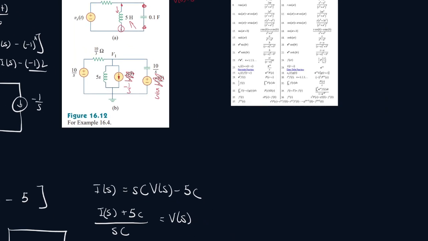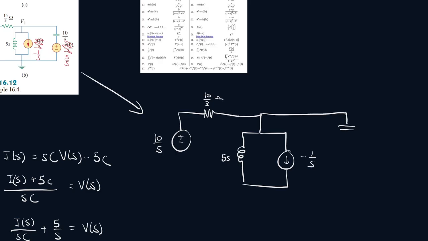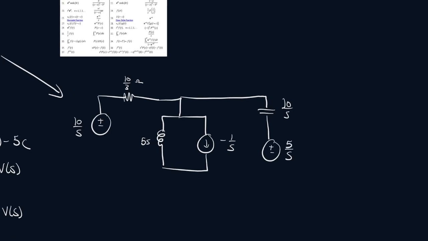Alright, so let's take the circuit and now try and solve for it. This is 10 over s, 10 over 3 ohms. This is 5s. This is minus 1 over s. This is 10 over s. This is 5 over s.